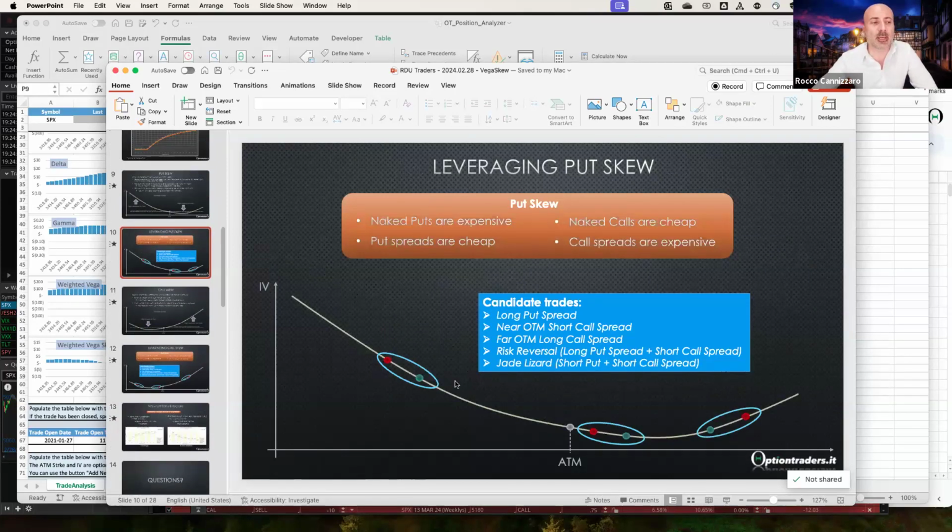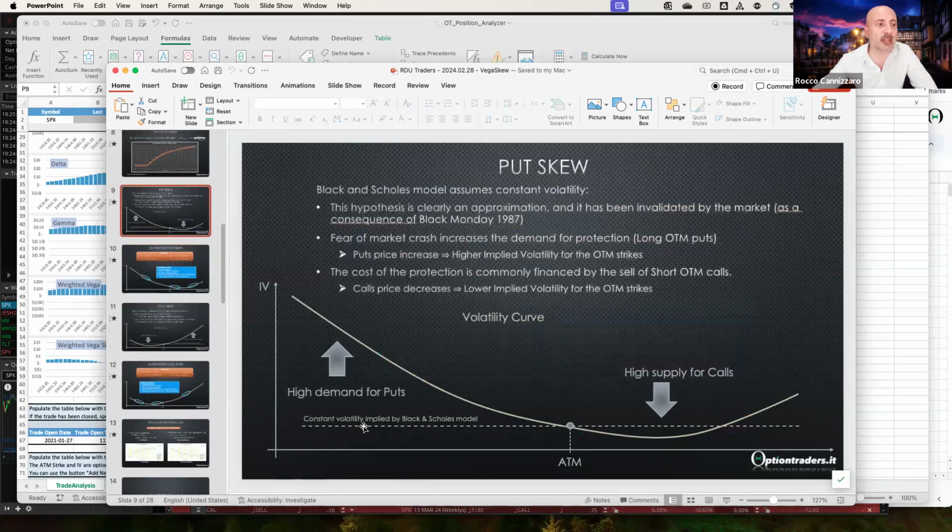So let's just look at this example, where we actually have put skew. Essentially, let's say that I'm buying a put spread. So I'm going to buy this strike, and I'm going to sell this strike. Now, obviously, because of the put skew, the volatility of the strike that I'm selling is much higher than the volatility that I'm buying, right? If the volatility were flat, just a straight line, there would be a certain price for the one that I'm buying, and a different price for the one that I'm selling, obviously cheaper because it's farther away.